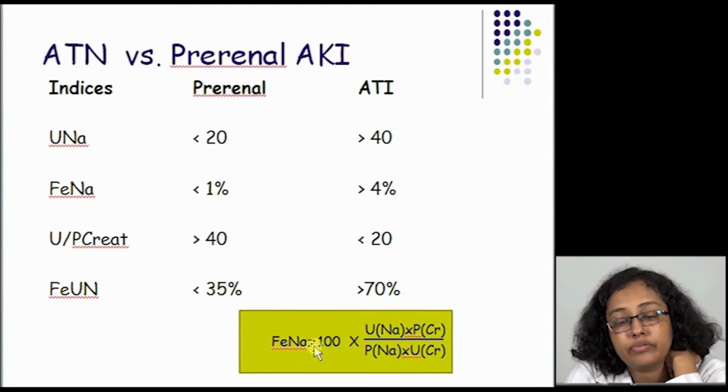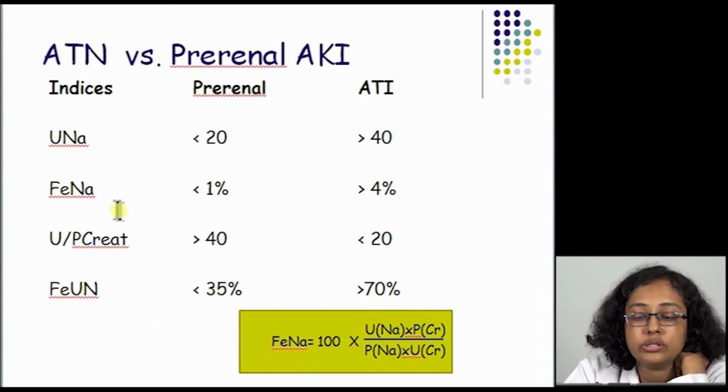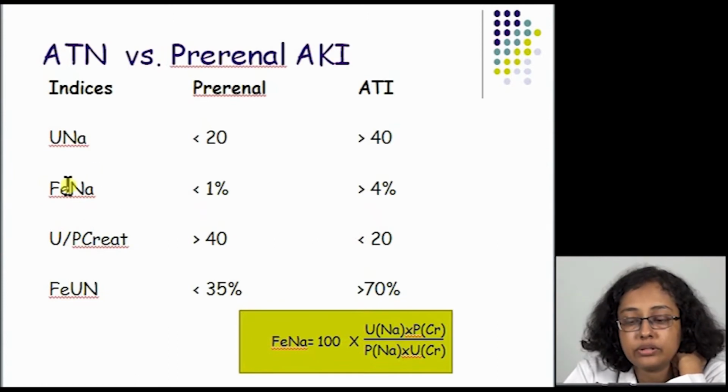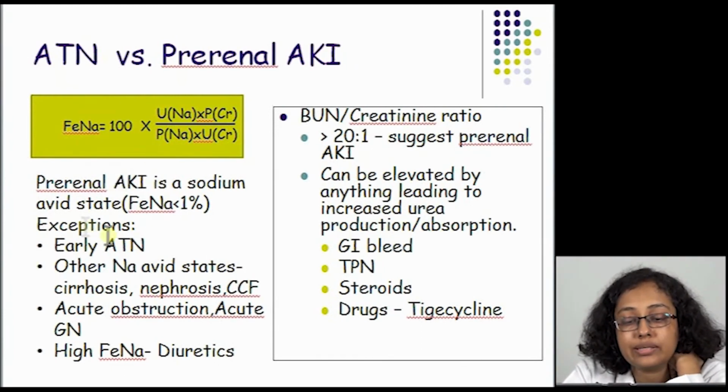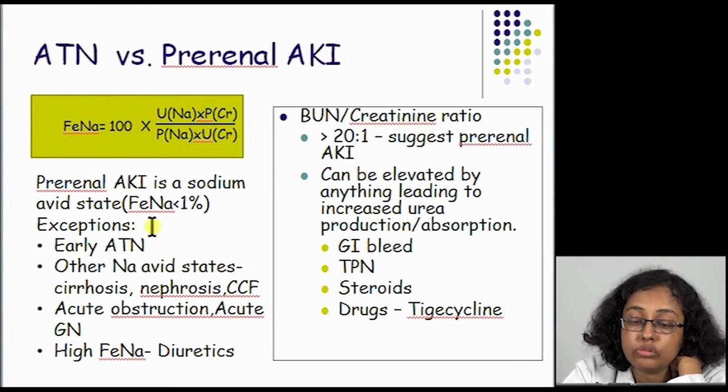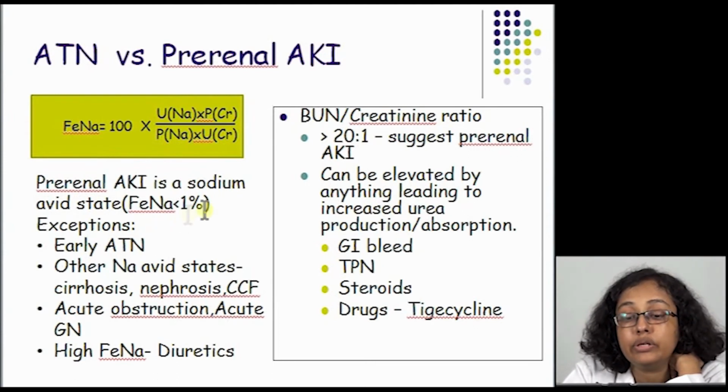And this is best defined by the fractional excretion of sodium, which is urinary sodium into plasma creatinine upon plasma sodium into urinary creatinine into 100. And the FeNa is typically less than 1% in a pre-renal ARF patient, which progresses to more than 4% once acute tubular injury sets in. Of course, there are exceptions to this. In patients with acute tubular injury in the early stages or those who have sodium avid states like congestive heart failure or cirrhosis, the FeNa may still be less than 1% despite the kidneys already showing tubular necrosis.